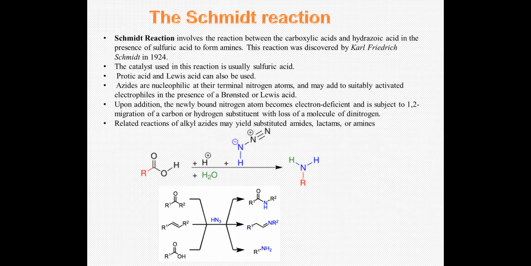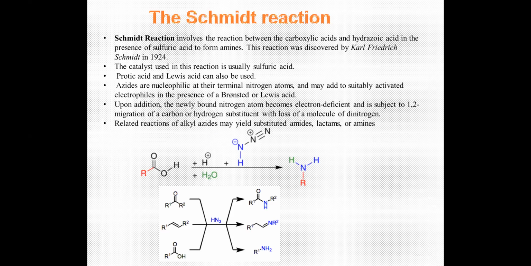Next, the last reaction in your syllabus is the Smith reaction. So what is the Smith reaction?